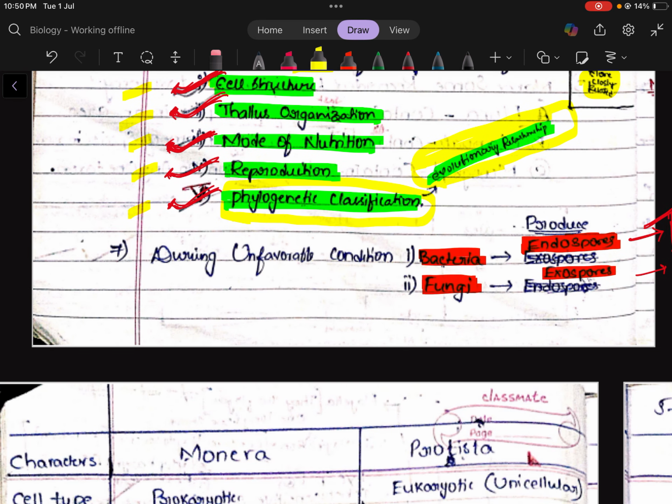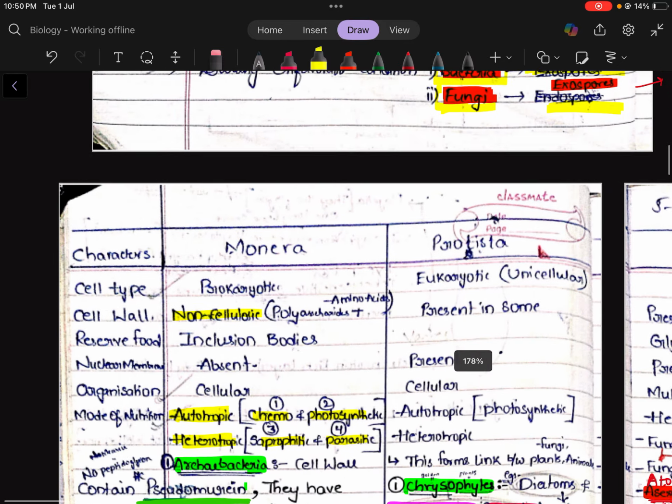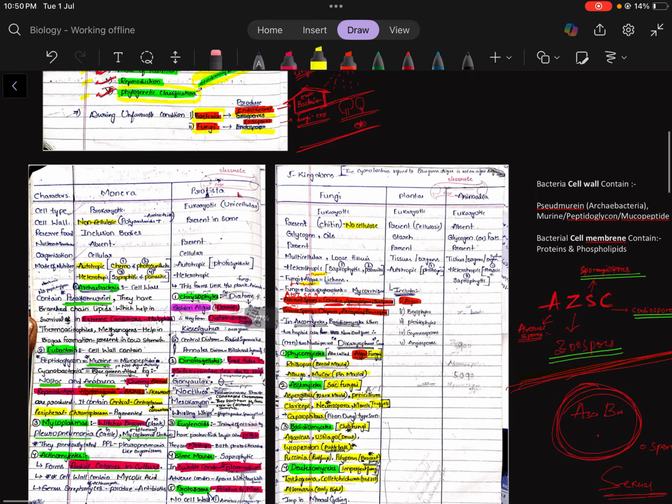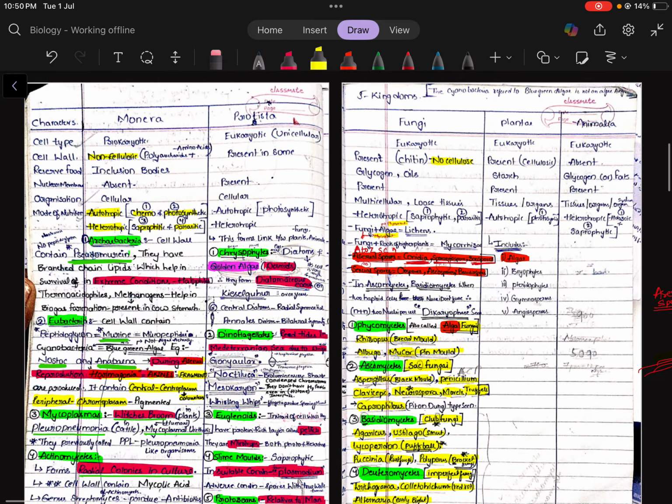So next, during unfavorable conditions, bacteria produce endospores and fungi produce exospores. It's very important. Bacteria produce endospores and fungi produce exospores. So in this chapter they give five kingdoms: Monera, Protista, Fungi, Plantae and Animalia.